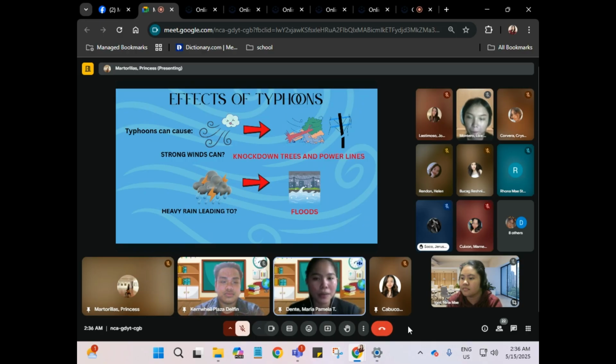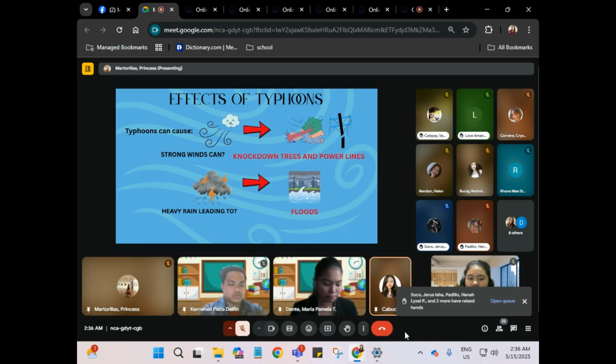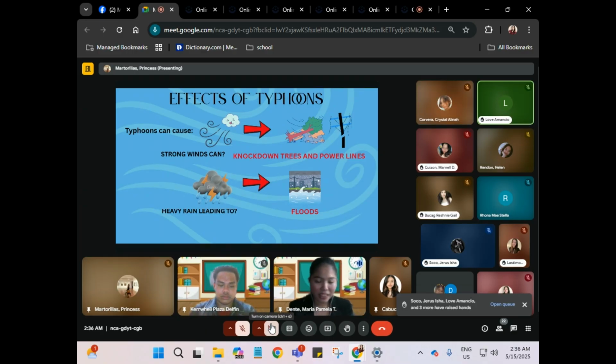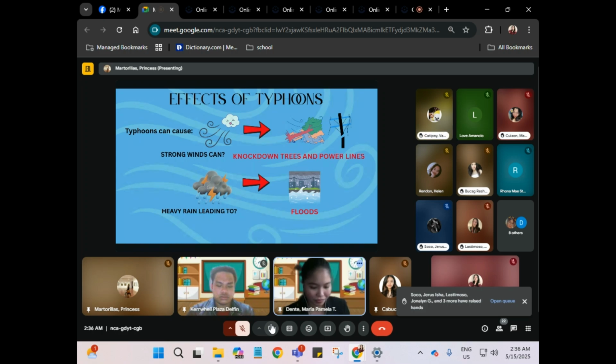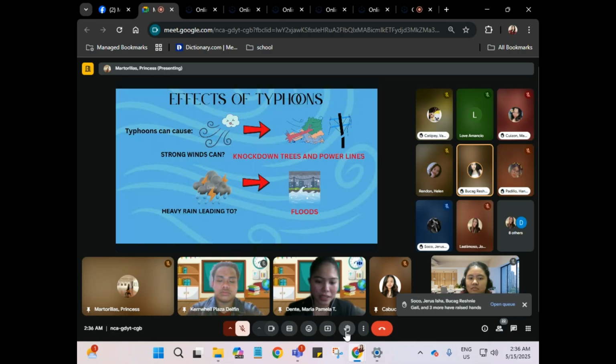So, I have a question, class. What are the other effects of the typhoons? There's more. Can I have Amancio? For me, teacher, it could break habitats, like human habitats, animal habitats, teacher. Yes, thank you. Another. Can I have Bukag? It can cause soil erosion, teacher, and landslide. Yes, very good, Bukag.